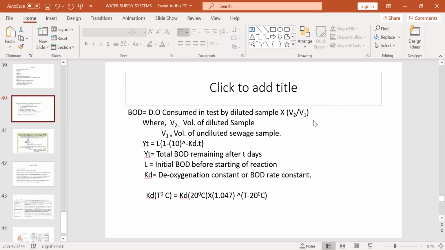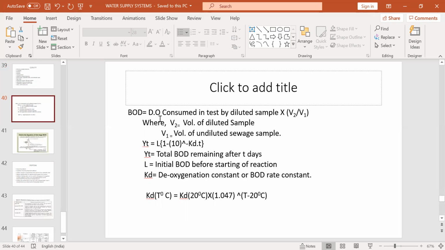When you take a certain volume V1, say you take 100 ml of undiluted sewage sample, and in that you add 200 ml of water, you dilute the solution, so the volume becomes 100 plus 200, 300. So V2 by V1 will be 300 by 100, that is 3. This ratio V2 by V1 is also called the dilution factor.